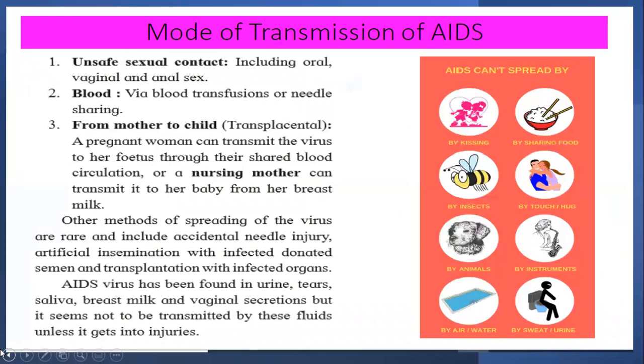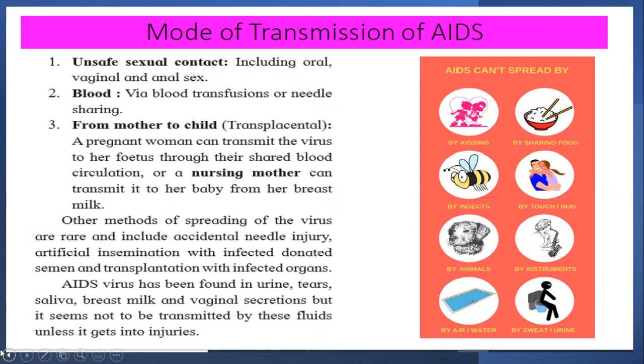Now, what is the mode of transmission of AIDS? You can see it is unsafe sexual contact, number one. Blood, that is through blood transfusions, needle sharing and so on. From mother to child, it is called transplacental, meaning before birth it is transmitted from mother to child via the placenta, and after birth it is transmitted through mother's milk, that is through colostrum. So before birth it is transmitted to the fetus through the placenta, and after birth it is transmitted to the baby through breast milk.